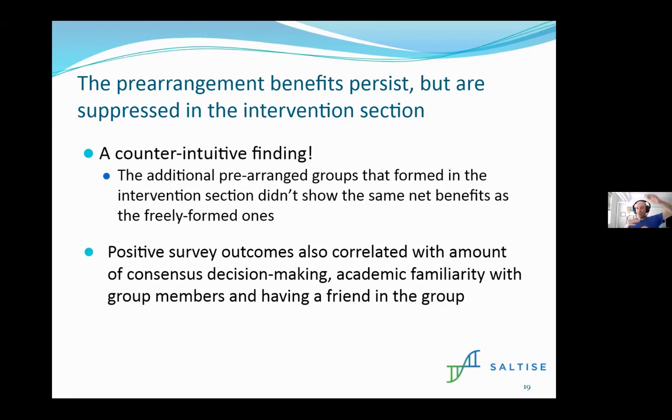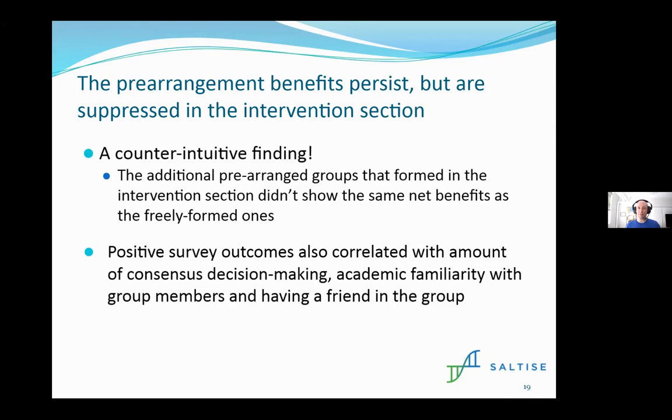The additional, 80%, so the difference between 35 and 80, so another 50% of the students that got into these prearranged groups because we really encouraged them to do so, it seems like the benefits from prearranging for those students weren't as high as the people who would have freely prearranged. So maybe that's actually not counterintuitive, but on the surface, at first it seems a little bit counterintuitive.